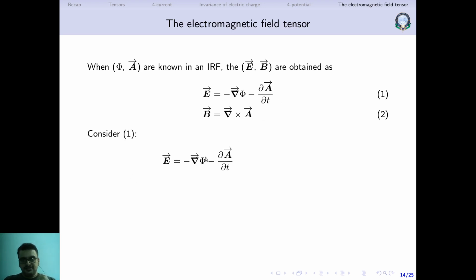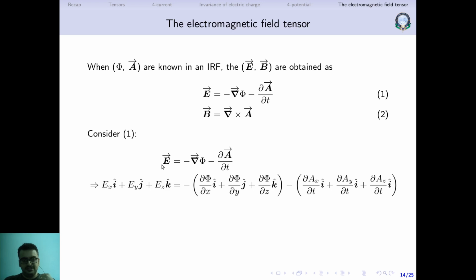So let us consider the first equation: E equal to minus gradient phi minus dou A by dou t. We'll just expand both sides. E is Ex i cap plus Ey j cap plus Ez k cap. Gradient of phi, with a minus sign, is dou phi by dou x i cap plus dou phi by dou y j cap plus dou phi by dou z k cap. And A is written as Ax i cap plus Ay j cap plus Az k cap, and all of these components we differentiate with respect to time.